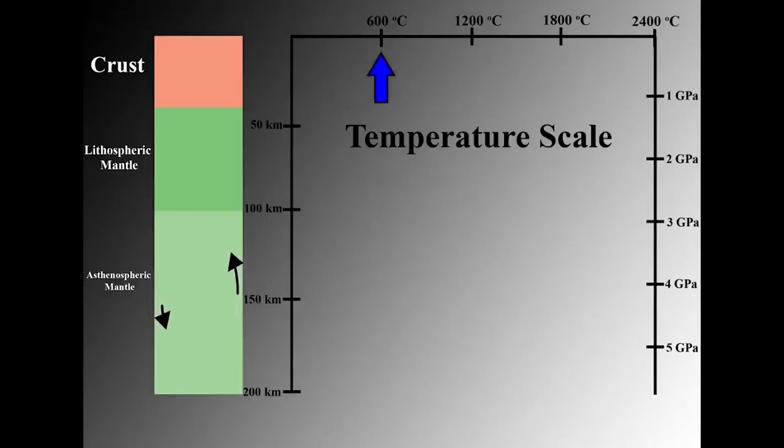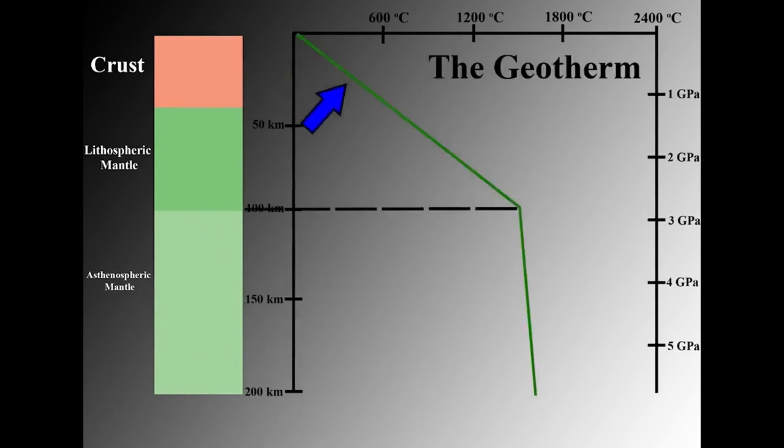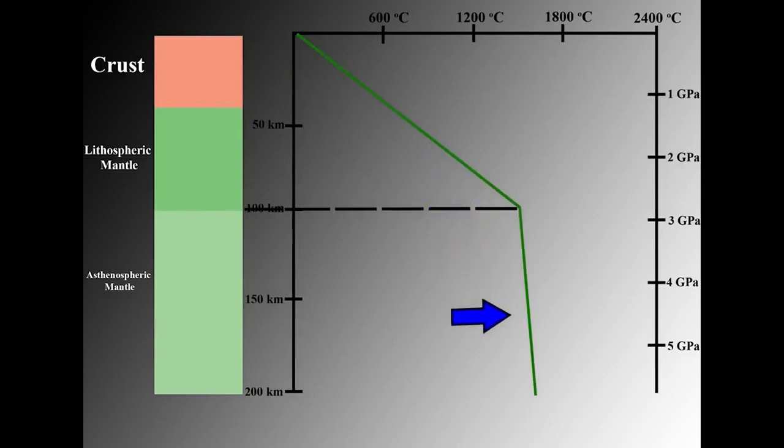Finally, a temperature scale can be added, and now we can plot a line that describes how temperature increases with depth and pressure inside the Earth. This line is called the geotherm. The geotherm identifies the expected temperature at a given depth in the Earth based on these pressure, depth, and temperature relations.